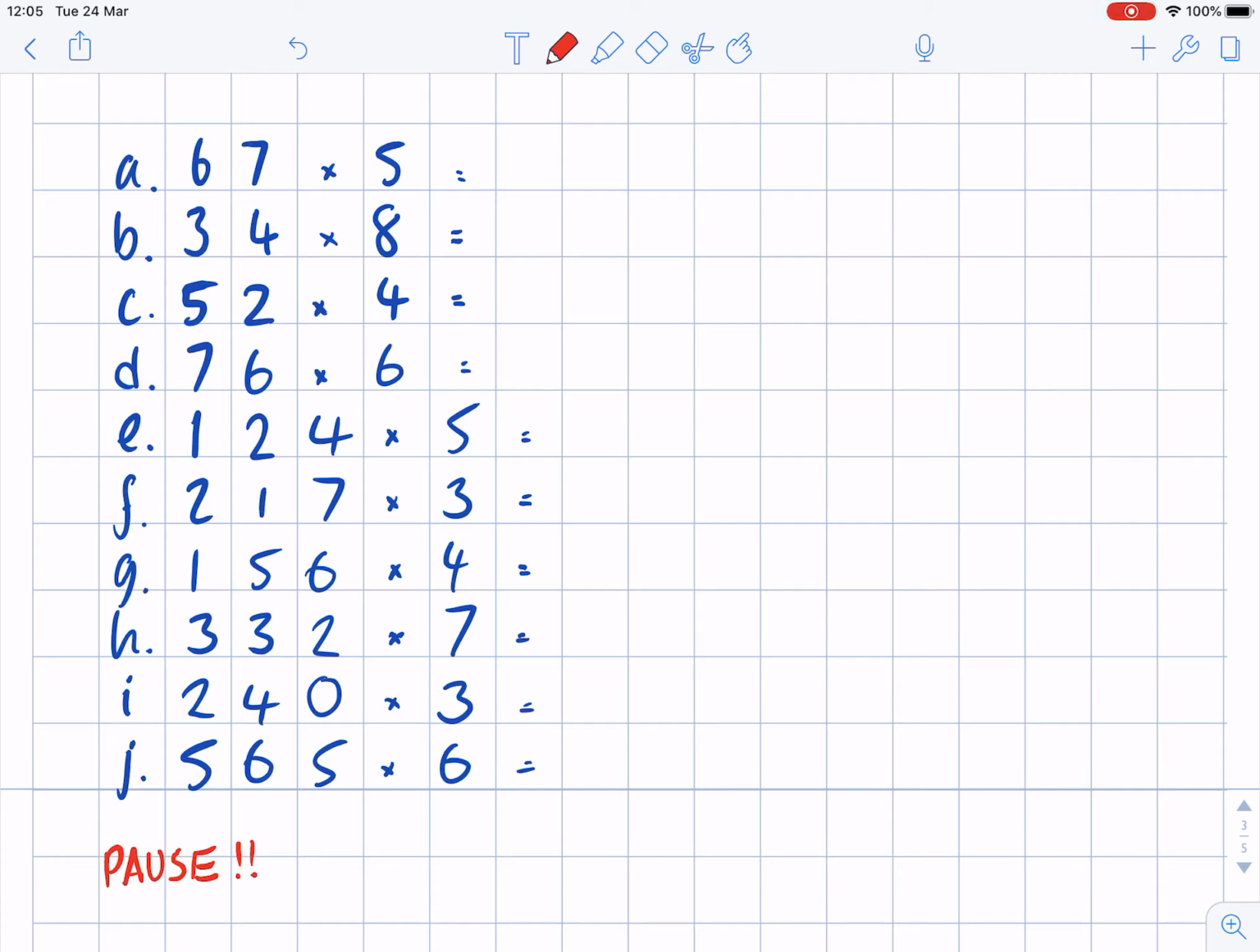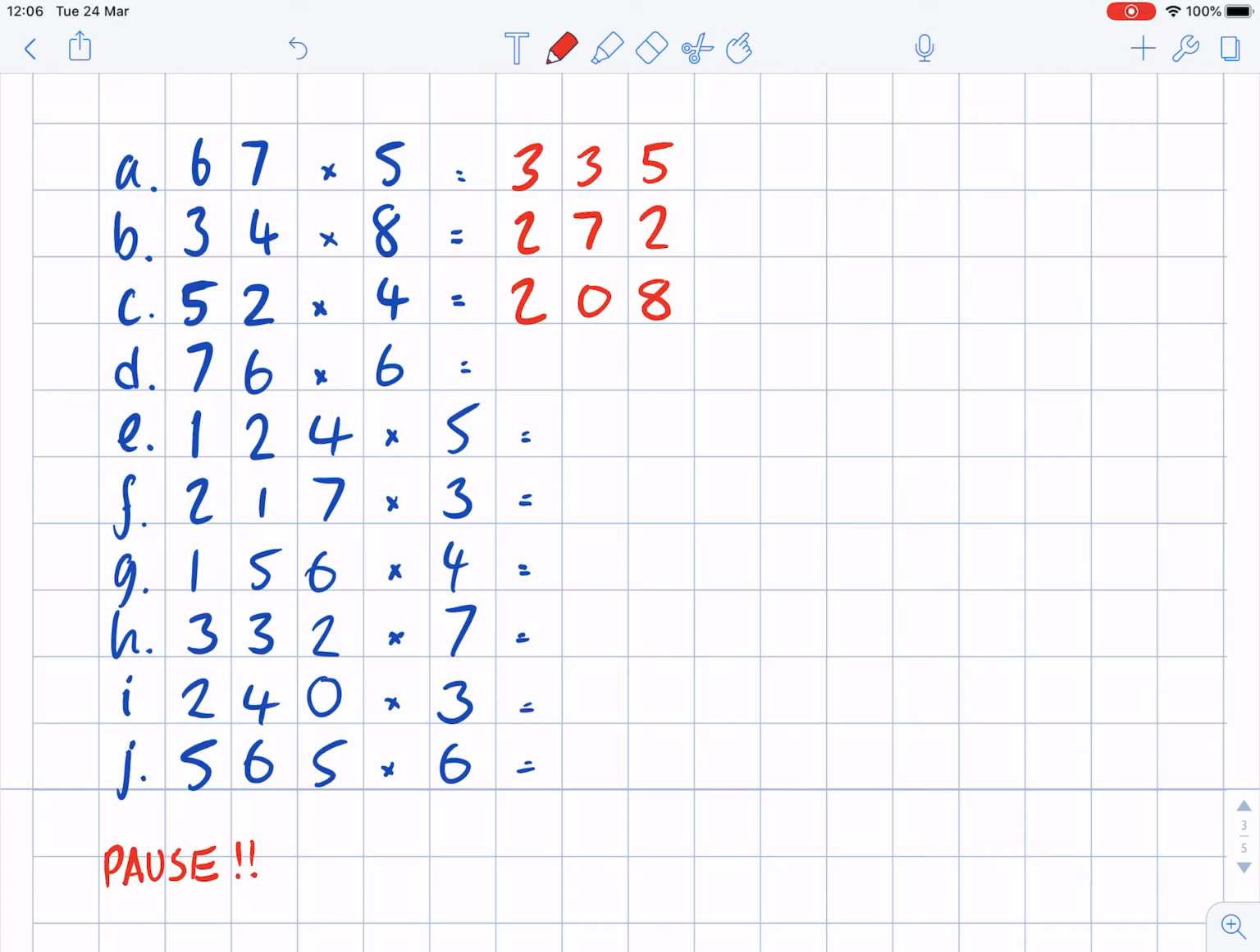Okay, so hopefully you've worked out as many of these as you can. I'm going to run through them. If you did get any of them wrong, have another go afterwards. So for the first one, we've got the answer 335. For the next one, 272. For the next one, 208.